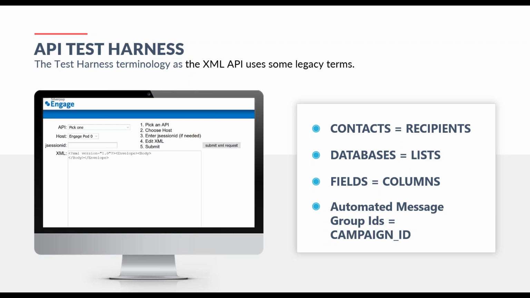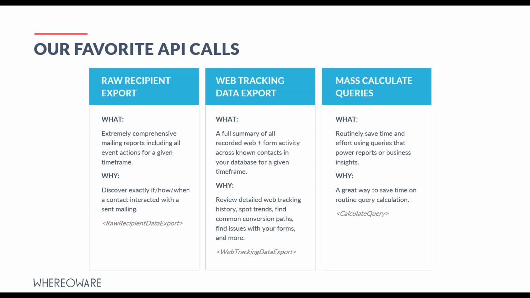So this test harness can be used to set different calls to see what gets pulled from the tool. And once you've perfected that specific call, you can then automate that call to get that data on a more regular basis. Some of our favorite calls that we use every single day are actually listed up here.